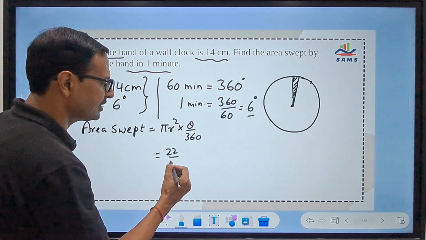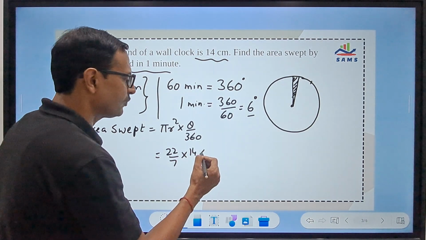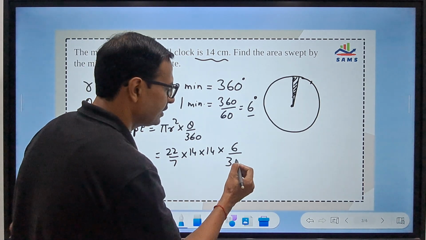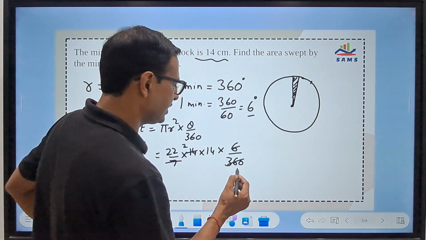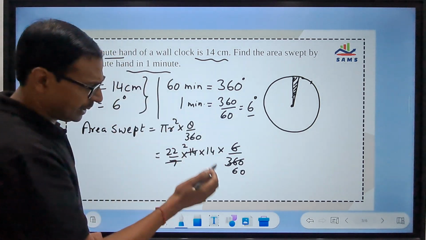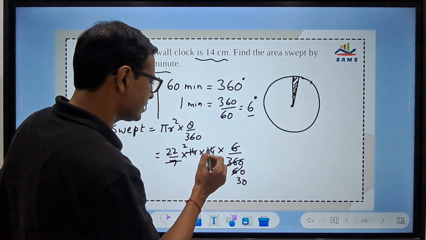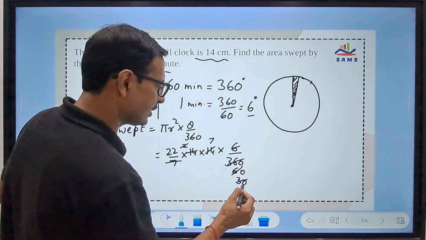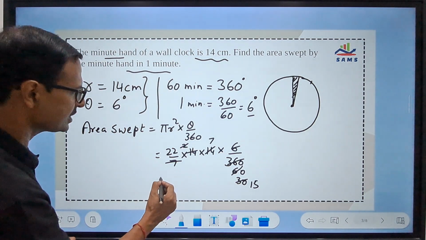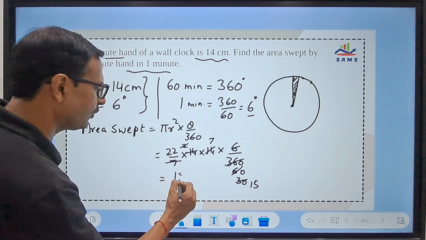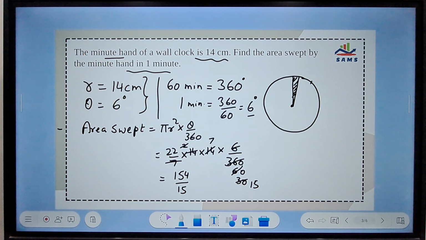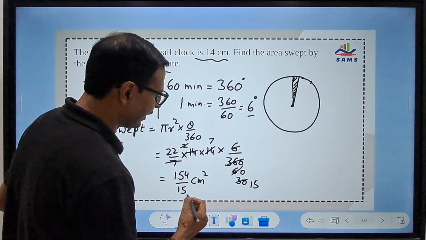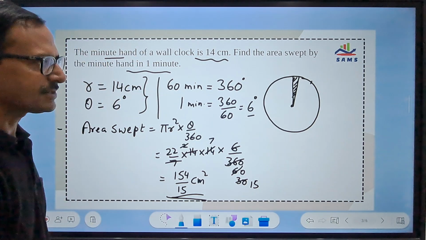This is easy after this. 22 by 7 times 14 times 14 times 6 upon 360. So I can see a 7 cancelling out and a 6 cancelling out, giving me 60 here. And what else? There is 30, and this is 7, and so the 2 cancels out, 15 here. That's it. So this is 22 times 7, which is 154, and divide that by 15, you get your answer for that question. The area swept by the minute hand of the clock will be 154 upon 15 centimeters square. You can find that in decimals and get the final answer.